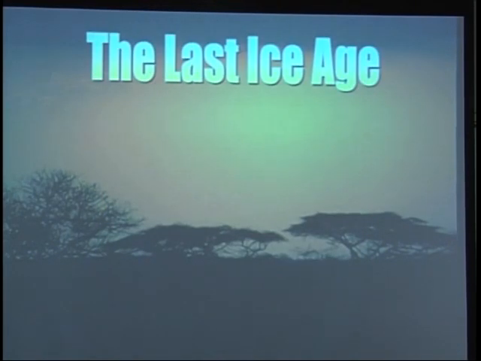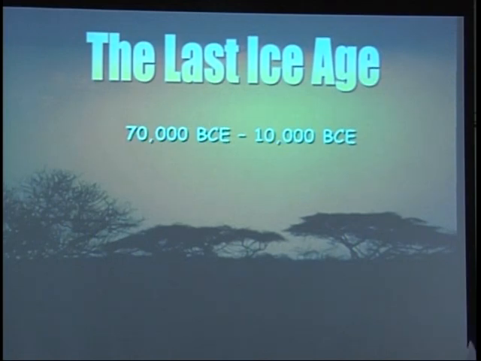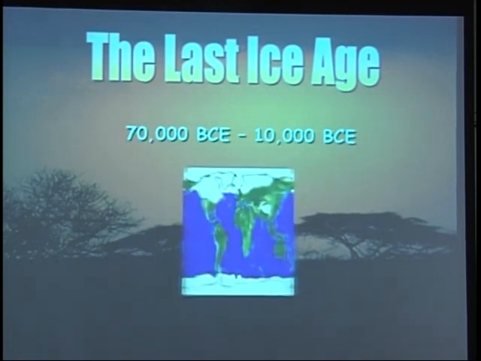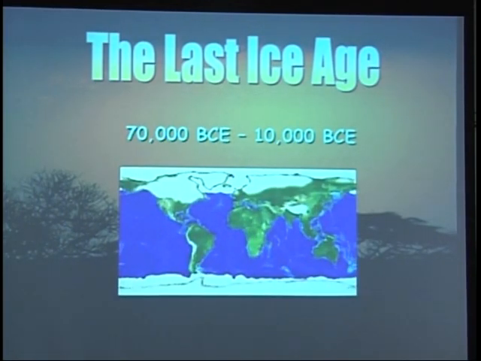The last ice age, from about 70,000 BC to 10,000 BC. In this time period, the weather in general became colder. The ice caps from both the north and south poles crept up and down, and as you can see, it really limited the areas that human beings could inhabit safely or comfortably.